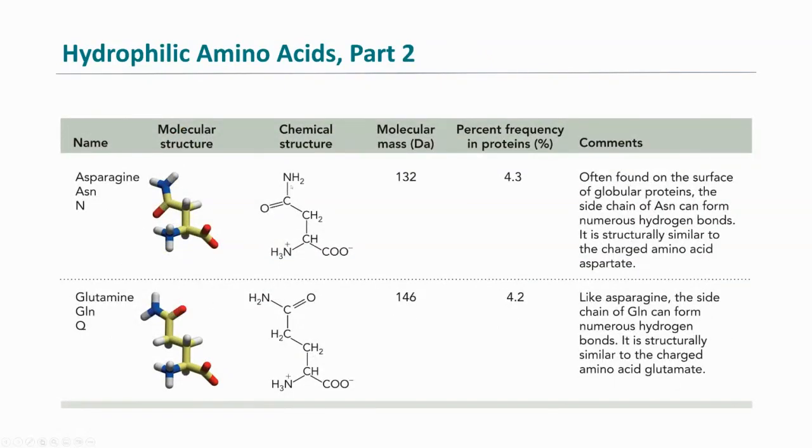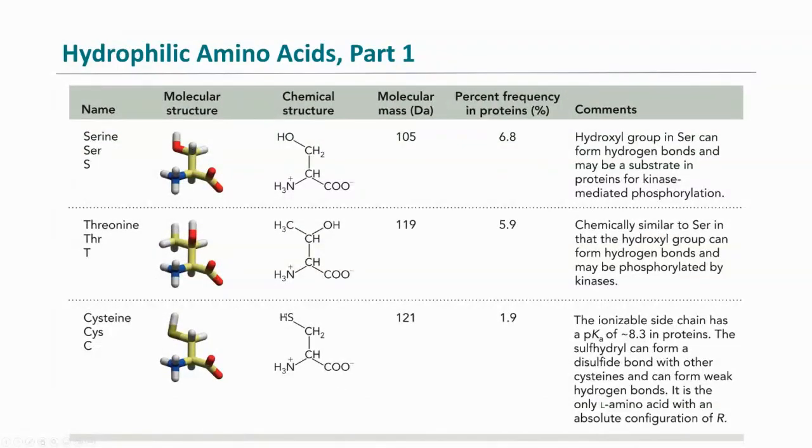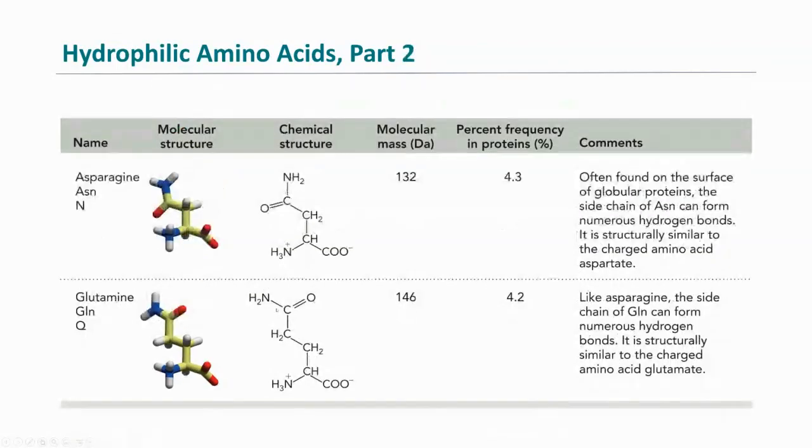And then hydrophilic. You can see these hydrophilic ones potentially can form hydrogen bonds with water. There are five hydrophilic, polar amino acids: serine, threonine, cysteine, asparagine, and glutamine. They can form a hydrogen bond, but are not usually charged at physiological pH. That's why we call these five amino acids hydrophilic amino acids. They are polar amino acids.